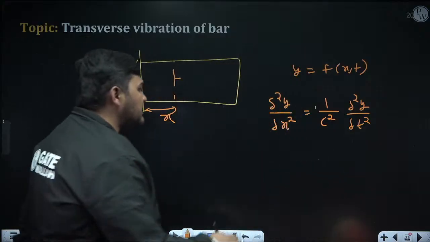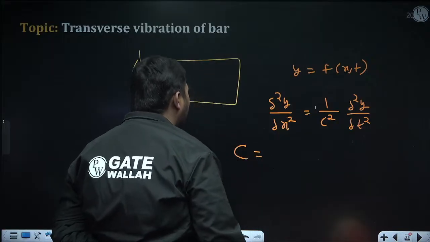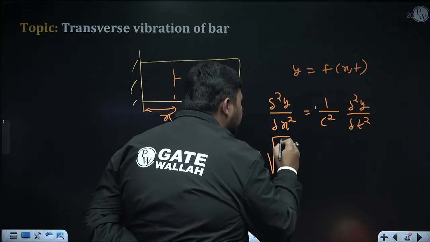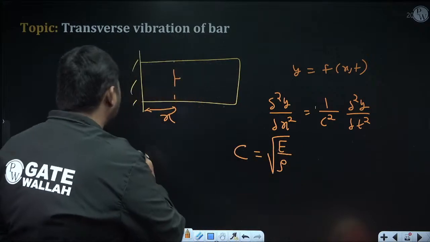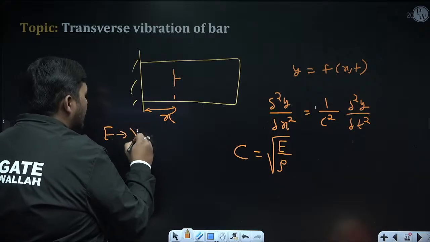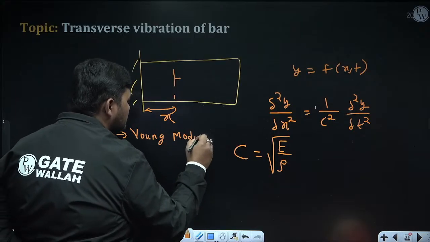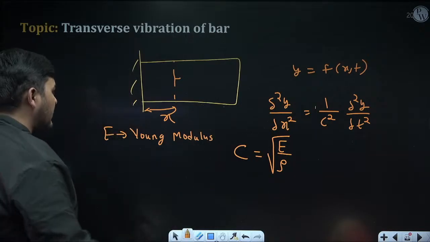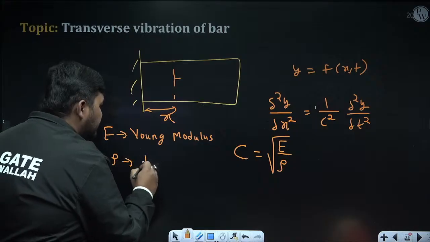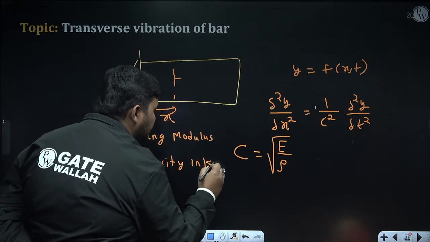Here C is constant, only difference in the formula of C. In case of bar, the formula to calculate C is root over E by rho. What is E? E is Young modulus. Okay. And what is rho? Rho is density in kg per meter cube. Means mass density.